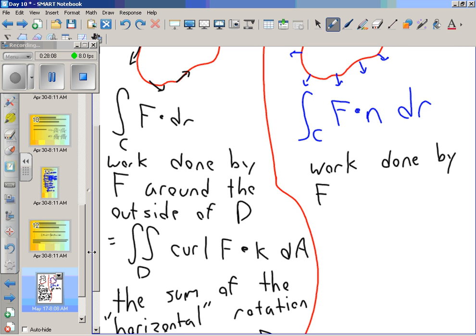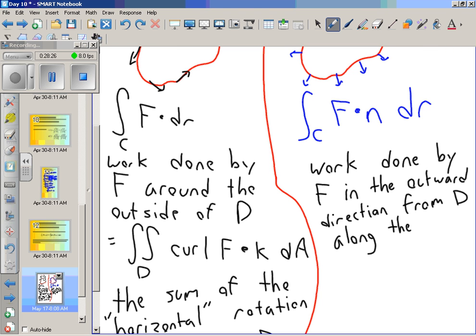So this is the work done by F in the outward direction from D along the boundary. Boundary. Doesn't have an A yet. Yeah, boundary. That's a great word. Okay, so the total work done, that F is doing to pull that region apart along its boundary, that's how this thing is getting pulled apart.